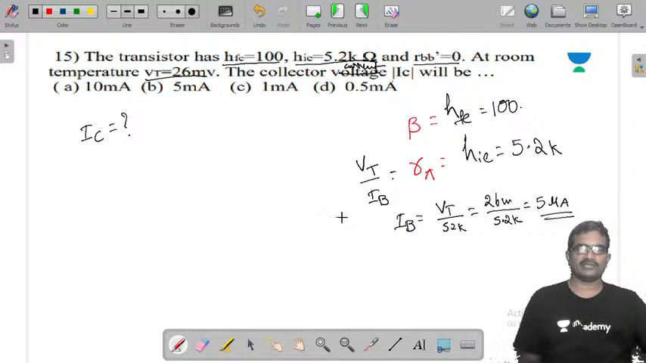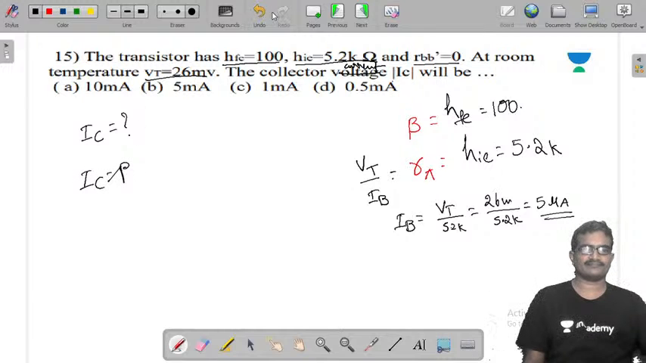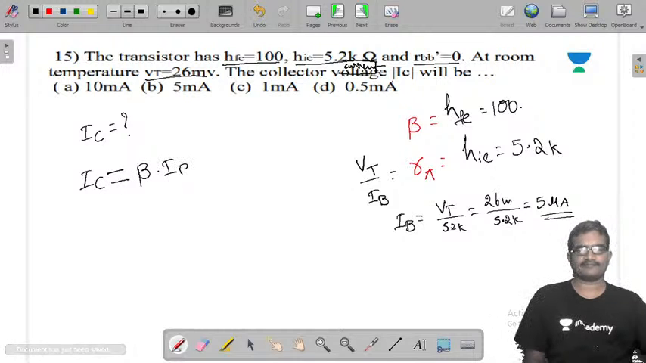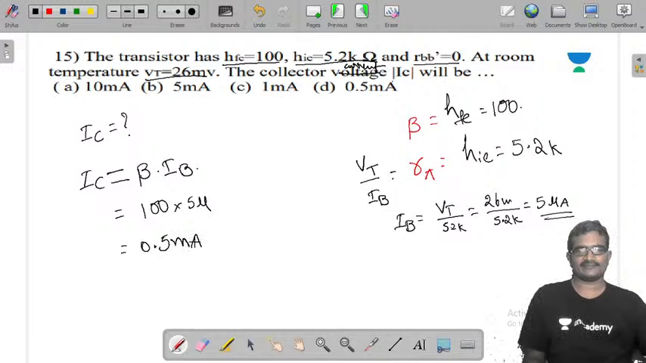Now once you know the IB, get the IC. Therefore IC is beta times IB. Beta is 100, IB is 5 micro, that is 0.5 milliamperes. So this is the option.